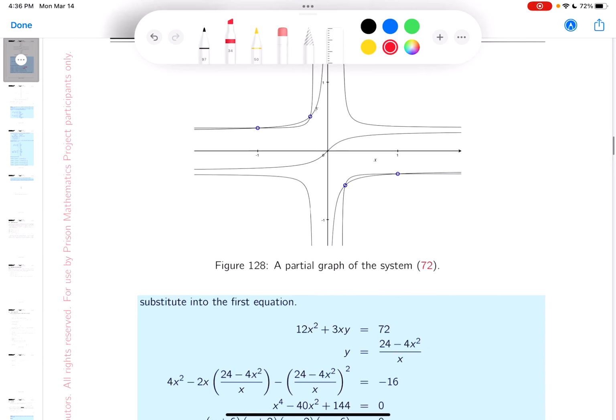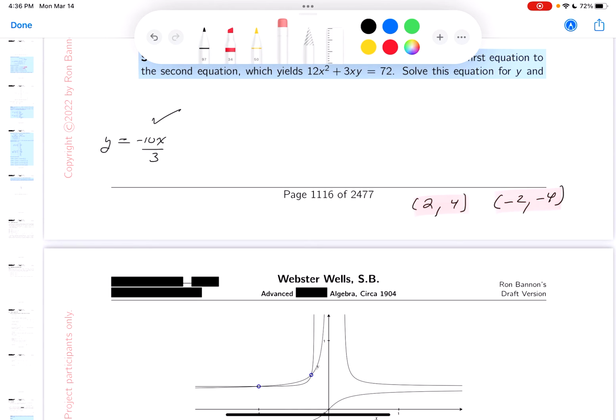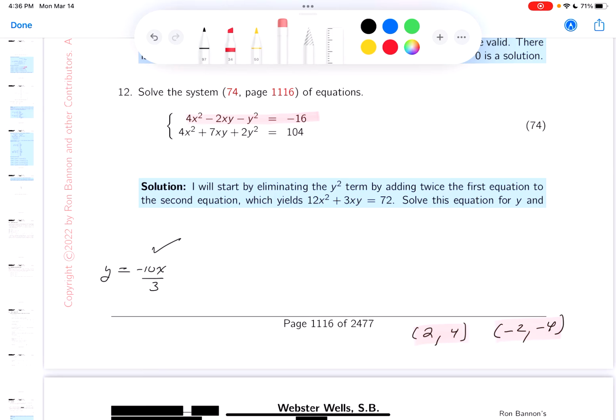I'm seeing those answers. You know, maybe I should go through the other one. It couldn't be that bad, right? So let me erase this. We're done with this. And let's do this one. All right? Let's plug it in. It's going to be more difficult, though, isn't it? So what do you get? 4x squared. Let's see. That's going to be plus 20x squared over 3 minus 100x squared over 9 equals minus 16.